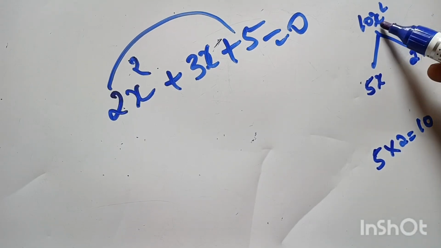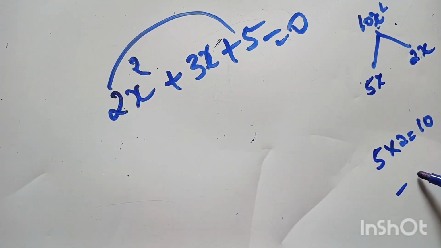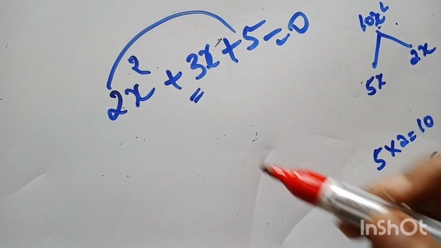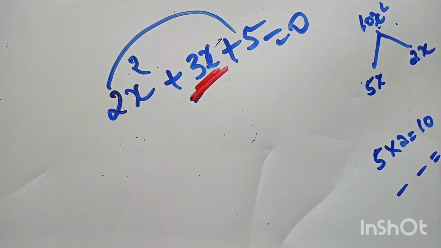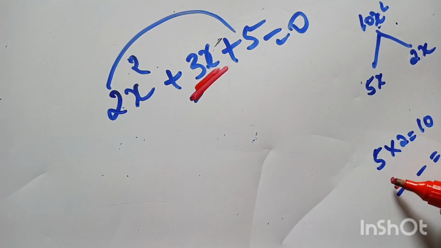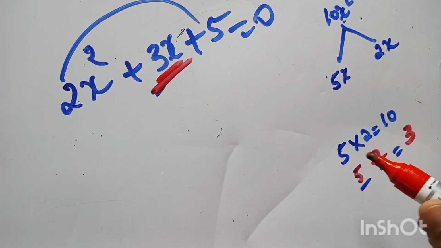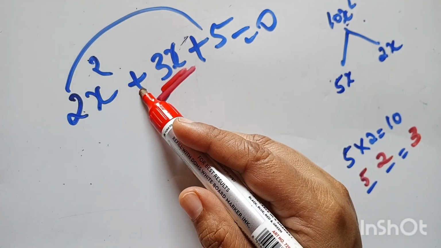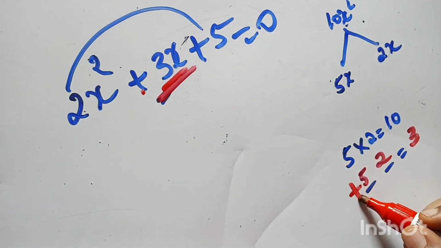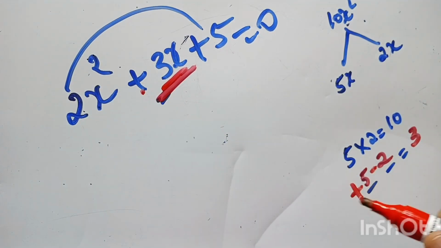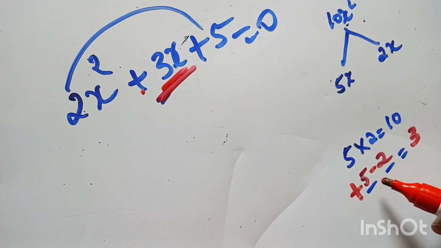We have to get the number 10 by multiplication, and by addition or subtraction we have to get the center number 3. Subtracting 5 and 2 gives us 3. Subtraction means different symbols. Always, this center symbol goes for the greater number. Subtraction means different symbol. Addition means same symbol.